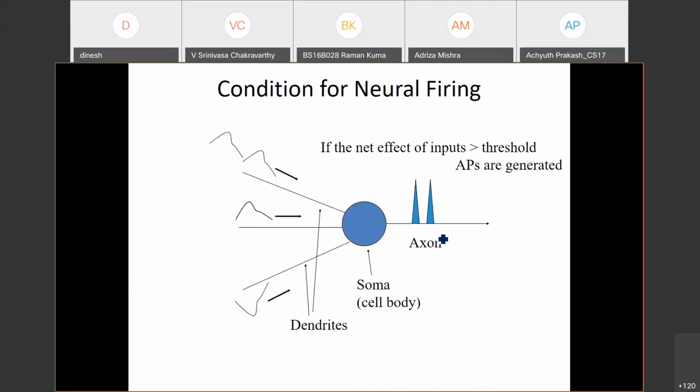Whereas if you have a lot of excitatory signals coming in and few inhibitory, then excitatory signals dominate the inhibitory, and the overall effect on the neuron is to increase the voltage perhaps beyond the threshold, and when that happens, the neuron fires and sends out an action potential. These then propagate down the axon. This is a very simplistic depiction of how a neuron responds to inputs coming from other neurons.